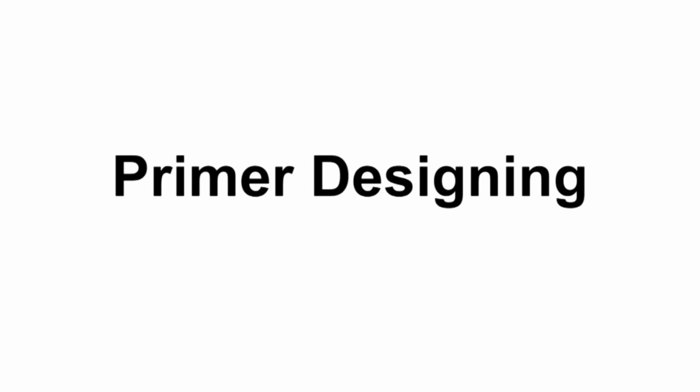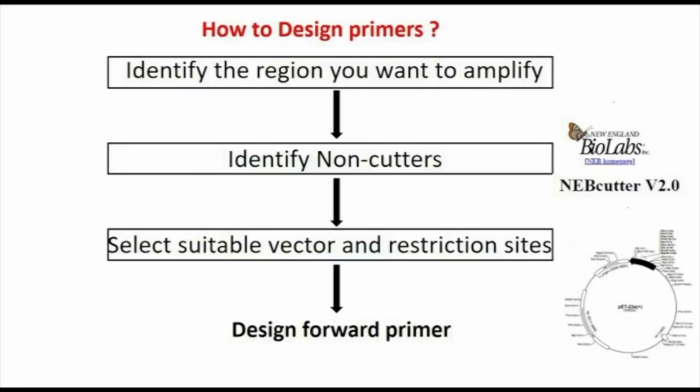Hello everyone, in this video I will show you how to design the primers and analyze them. For designing primers, first you have to identify the region of interest which you want to amplify from any vector or any sequence. In the second step, you have to identify non-cutters. There are various softwares available, but we can use New England Biolabs NEBcutter version 2.0.